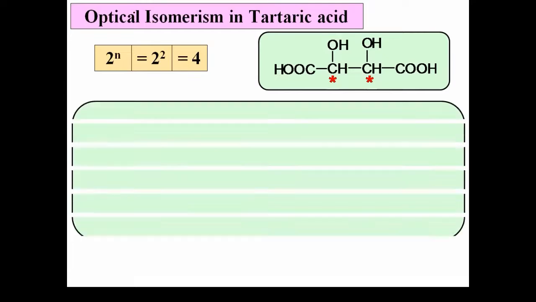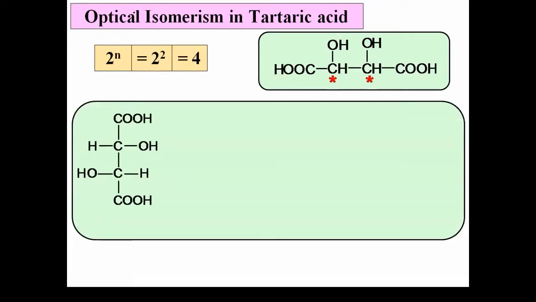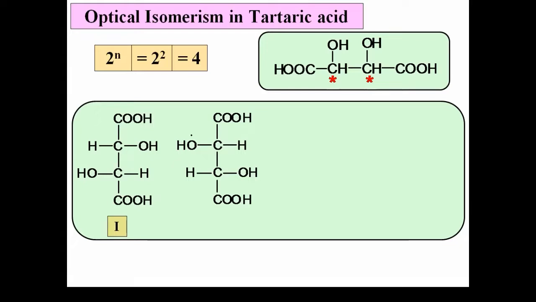Suppose this is the first stereoisomer. Just see the structure. Okay, this is the first one. This one is the second. Now, what is the difference between first and second? In the first case, the first OH is shown at the right hand side, and the second OH is shown at the left hand side. While in the second one, the first OH is shown at the left hand side, and the second OH is shown at the right hand side.